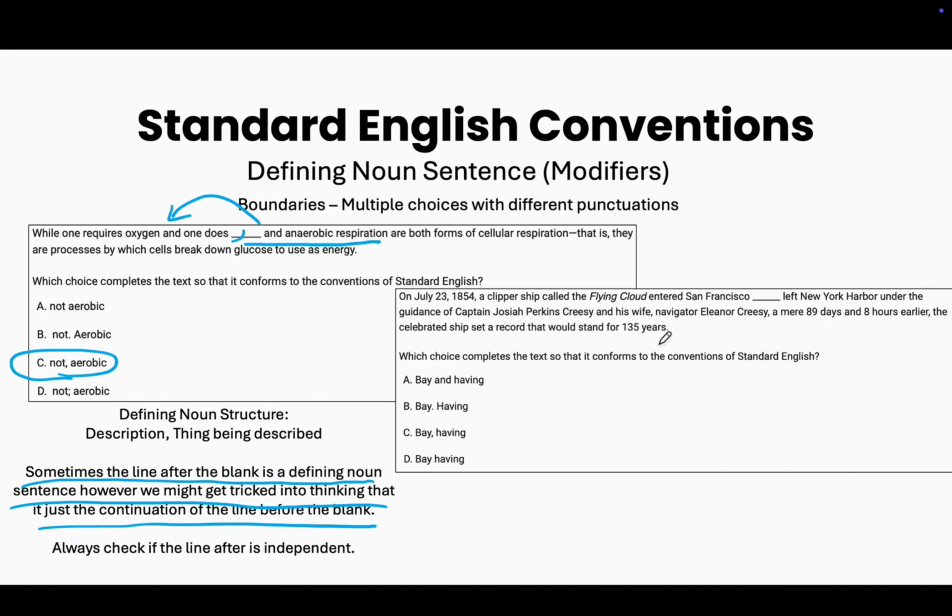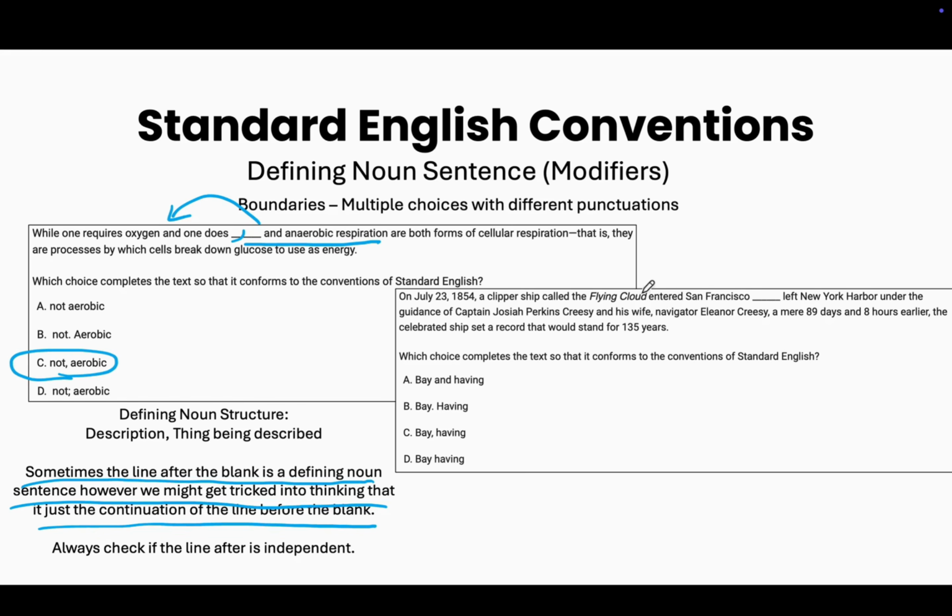Okay, this means that it is connected, so we probably cannot have a period in between them, right? Wrong. This is how defining noun sentences trick you. So, to avoid falling into this trap, always check if the line before and after the blank are independent.